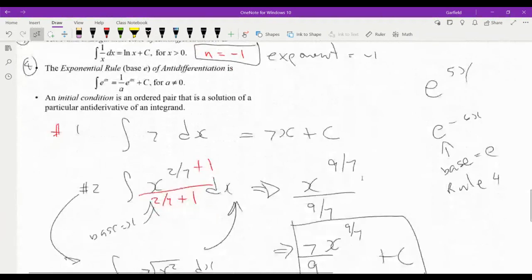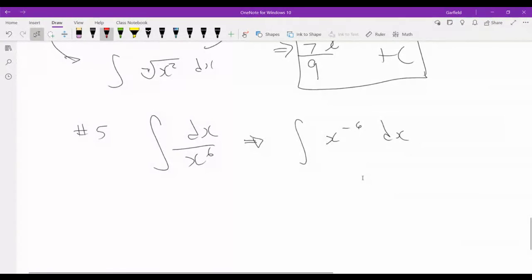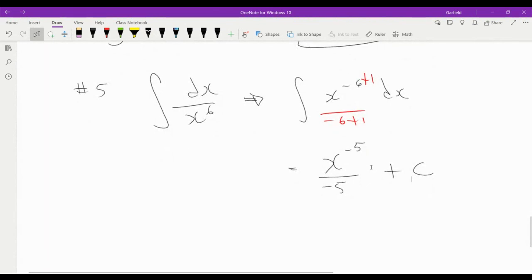So that means we're going to go back to rule number 2, which means we're going to add 1 to the exponent and divide it by our new exponent. So this becomes x to the negative 5 over negative 5 plus c. Are you okay with that? Yeah. All right.